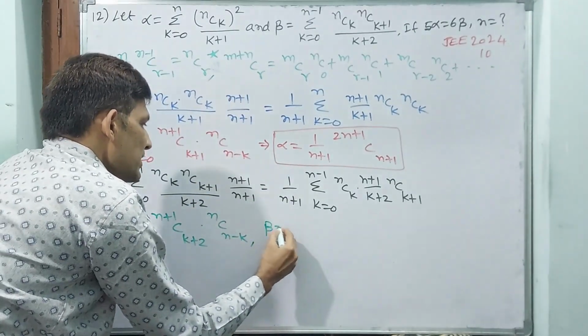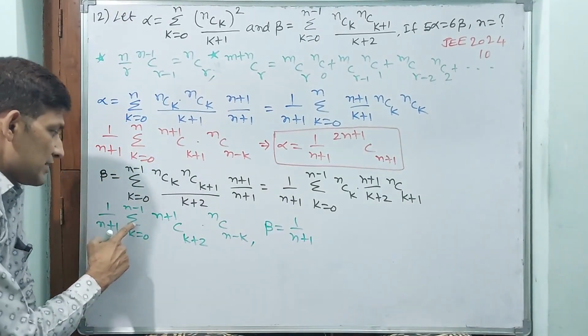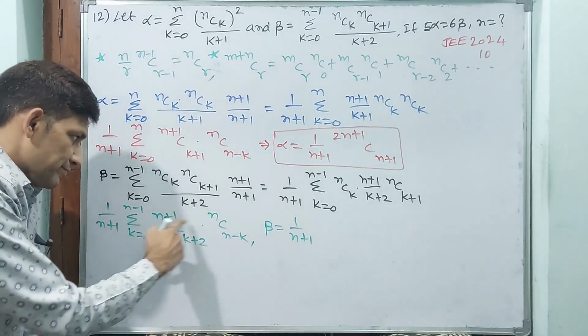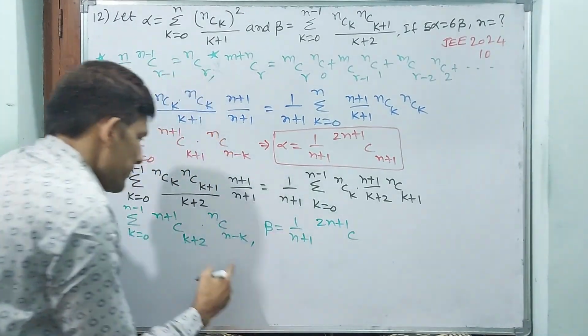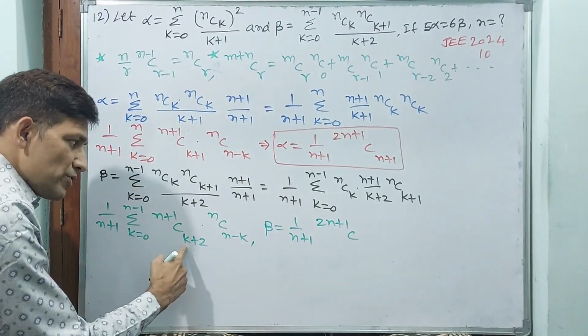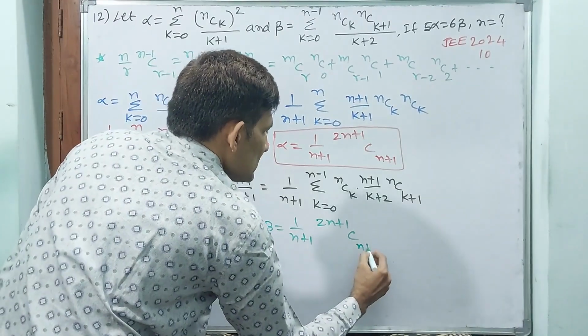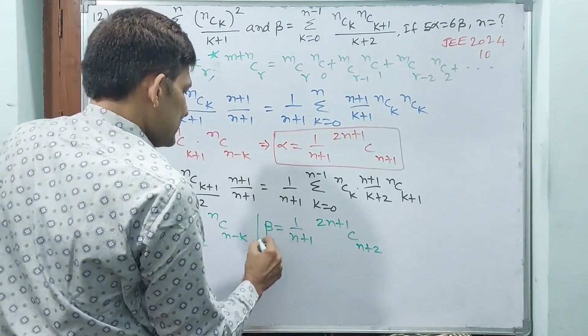Now finalizing, beta is equal to 1/(n+1), 1/(n+1). This sigma is not going to come. Now see, we are adding 2n+1 C (n minus k plus k), and the k going to get cancelled out. Then n+2 is going to come. This also you box it.